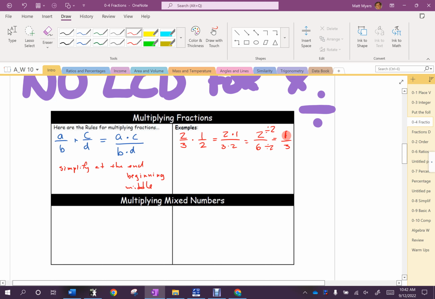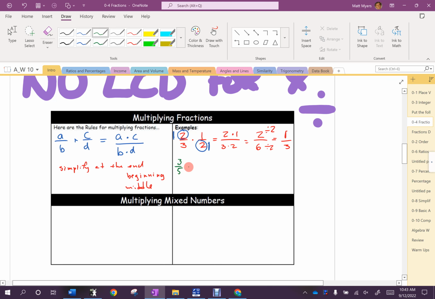When did we simplify? Beginning, middle, or end? End. Could we simplify at the beginning? Sure we could. What do you see right there and right there? 2. So if I have the same thing on the top and the bottom of a fraction, isn't that just 1? So that becomes 1 and that becomes 1. Now 1 times 1 is 1, 3 times 1 is 3. Does everybody understand? Okay, so let's do one that you have to simplify at the end.